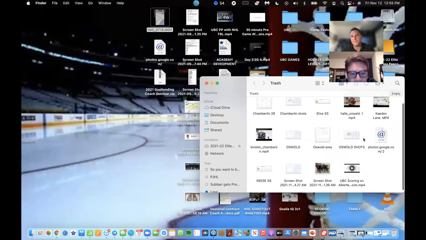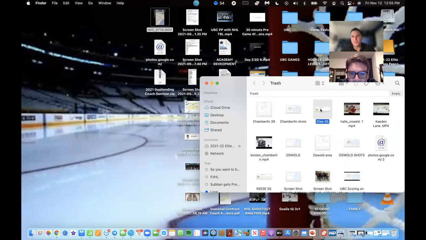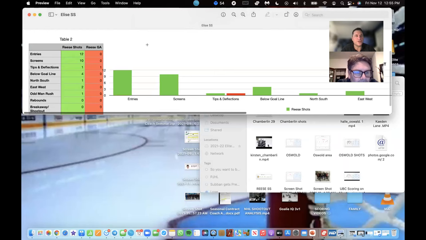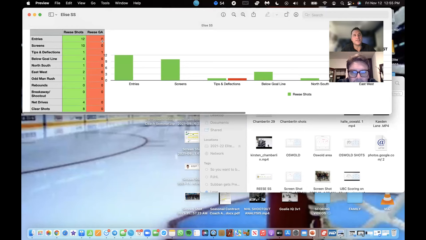Let's see here. Did it disappear? Let's pull it out here. Do you see this? Okay, yep. So there are the scoring situations that we're tracking. On entries, they had 12, no goals against. Screens, 10, no goals against.